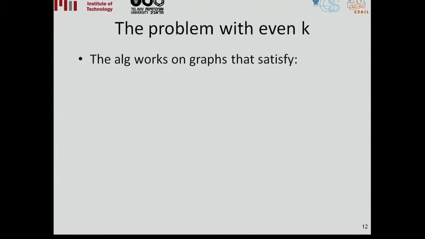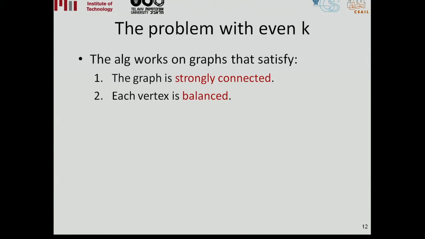So this works like a charm for odd k, because one could prove that the algorithm works under three conditions. First of all, the graph must be strongly connected. Then every vertex must be balanced, same in-degree as out-degree. And in addition, these are the conditions from the classical Euler tour, and we have an additional condition that has to do with the reverse complementarity, that there should be a pairing of edges into reverse complementary pairs.